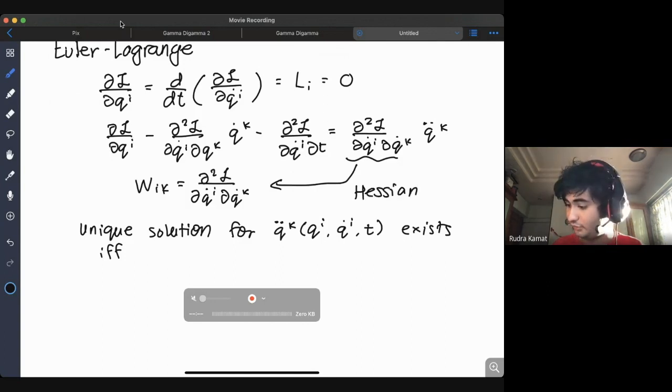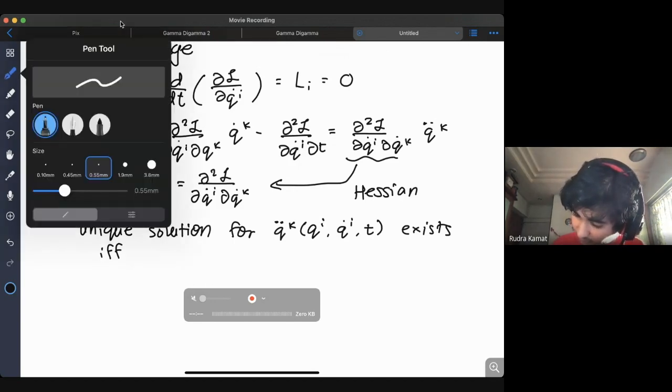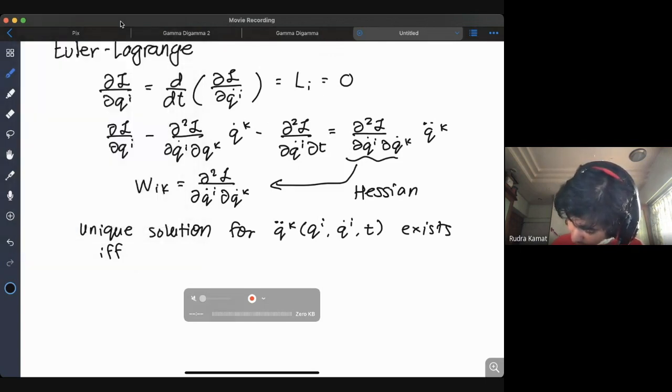is invertible, because you want to invert this when you're taking this quantity to the other side. You want to invert it, and that will only be possible if the determinant, which I can denote as W, is non-zero.